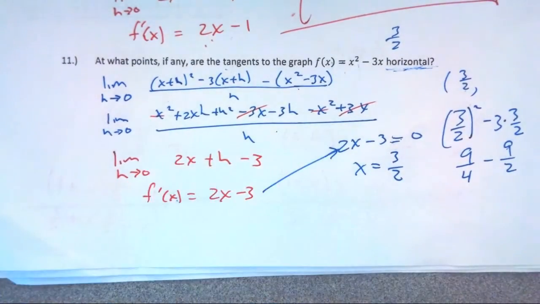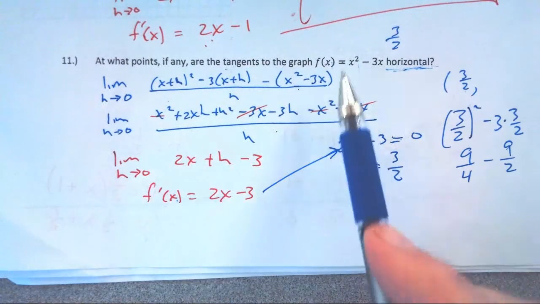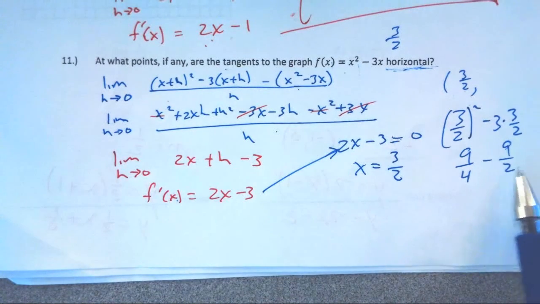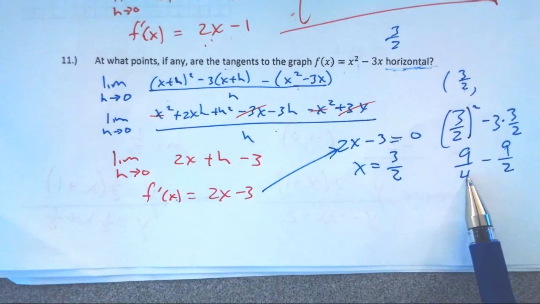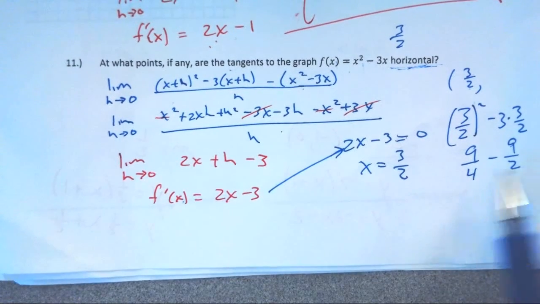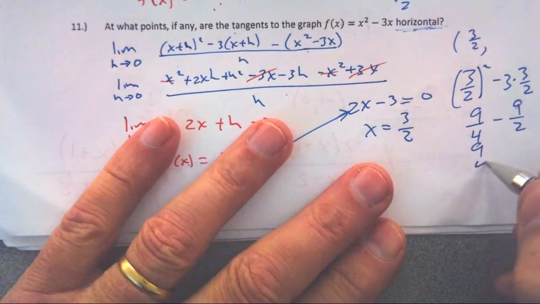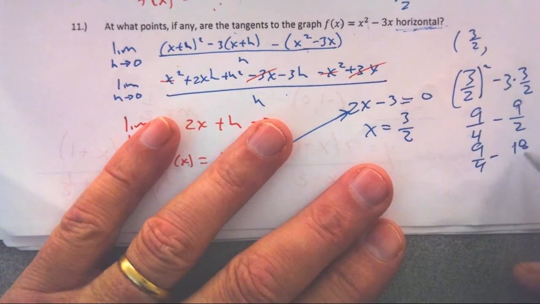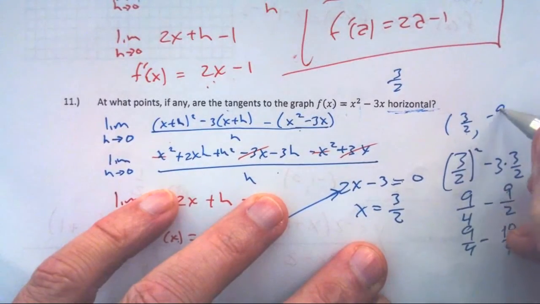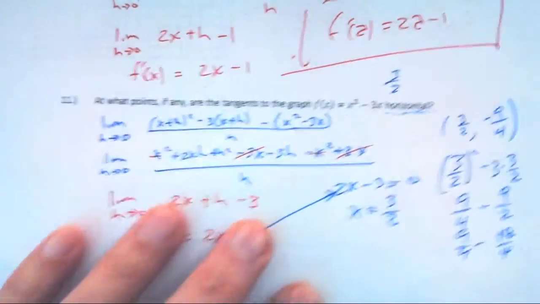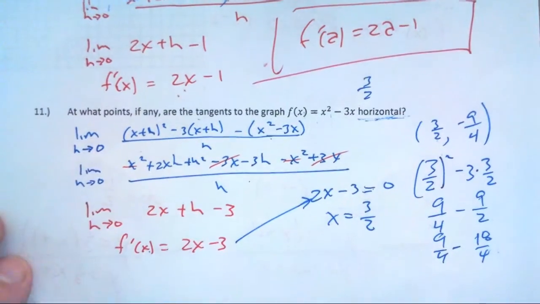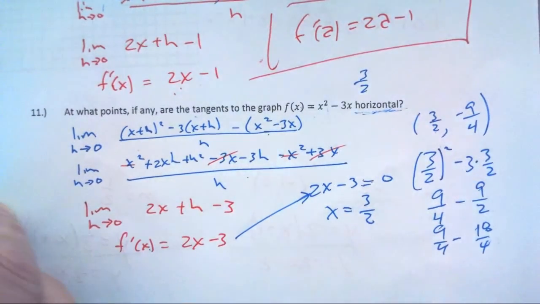Have you ever noticed when you're finding a vertex of a parabola or completing the square, the second number is always double the first number and always the opposite of? We'll explore that some. This is 9/4 minus 18/4, or negative 9/4. Good?